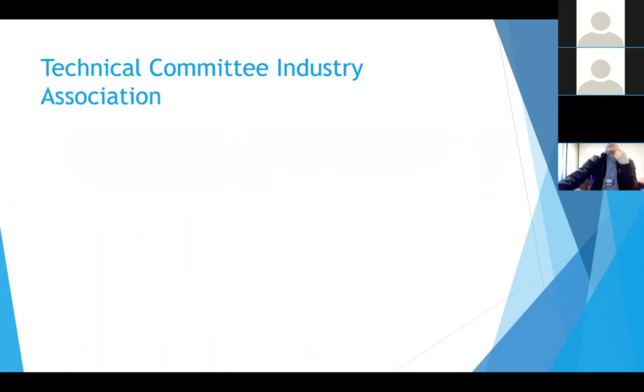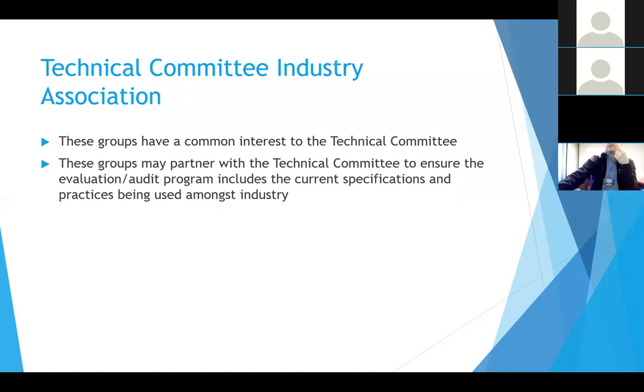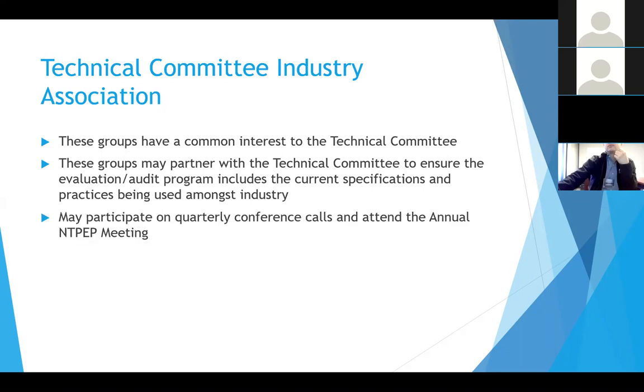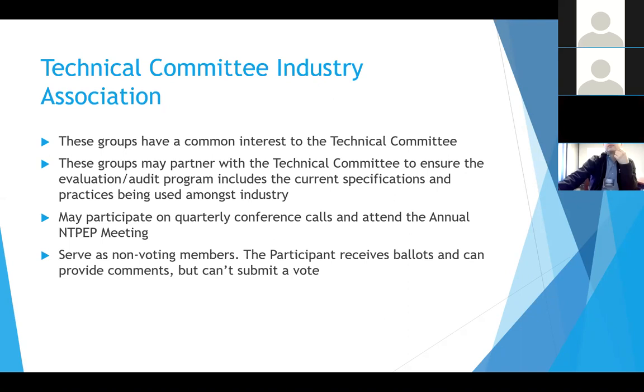And the next industry category would be Technical Committee Industry Association. I realize not every single industry has an association, but these are groups of people that have a common interest to the technical committee. These groups may partner with the technical committee to ensure the evaluation and audit program includes the most current specifications and practices being used among all of industry, and they may participate on quarterly conference calls and attend the annual NTPEP meeting. They also serve as non-voting members, and they receive ballots through email, and you can provide comment, but no vote itself.